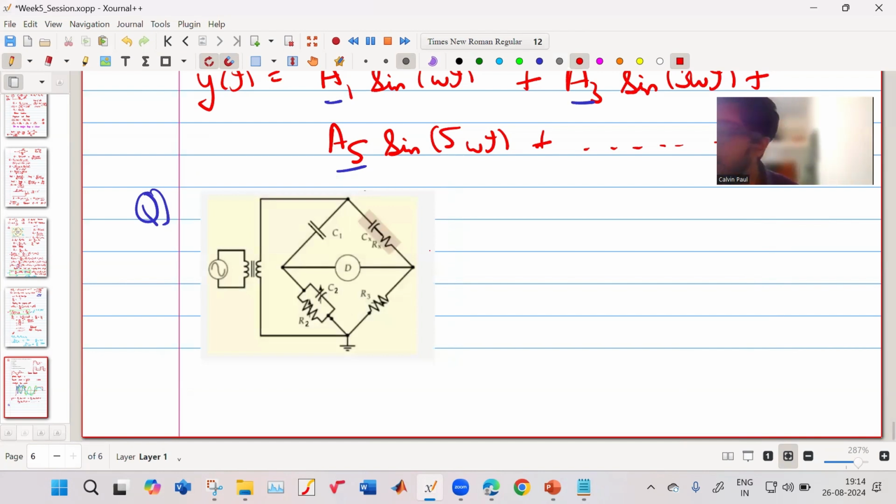So this is actually Schering bridge. So can anyone tell me what is the use of this bridge? Why do we use this?